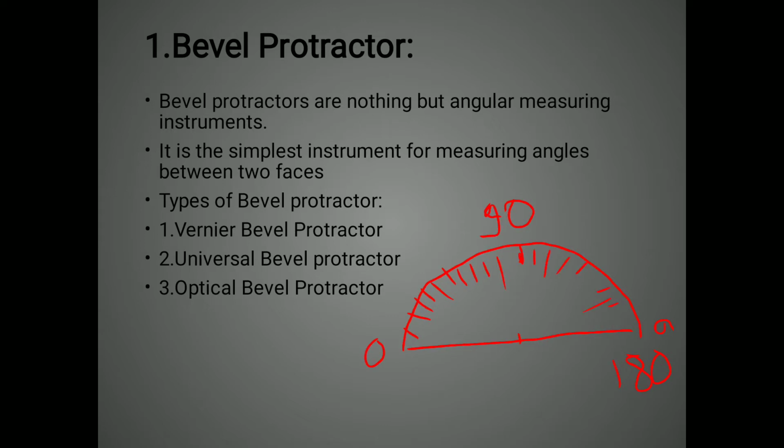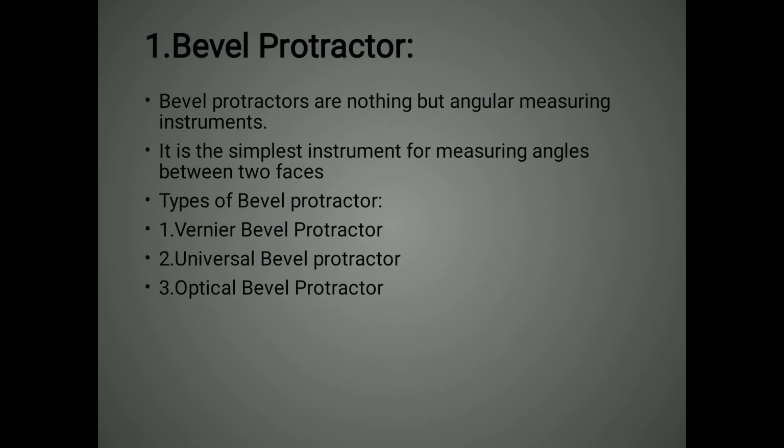The bevel protractor is the same device, but here you can measure the angle up to 360 degrees directly by using its edges and the use of surface. You can directly measure the angle included by those particular surfaces. The bevel protractors are nothing but angular measuring instruments. It is the simplest instrument for measuring angles between two faces. Following are the types of bevel protractor.